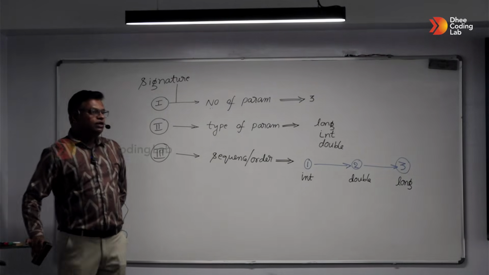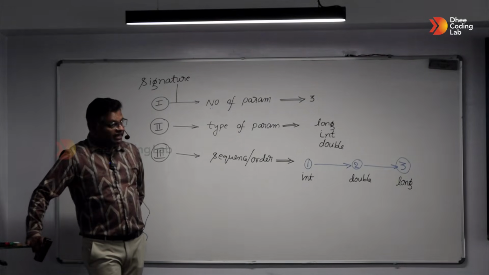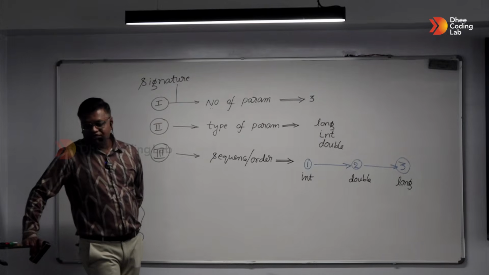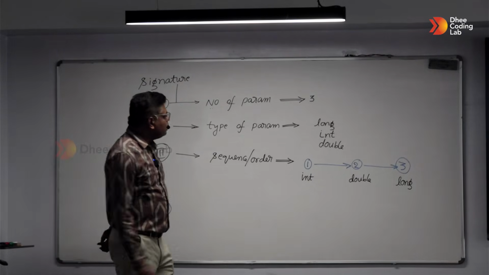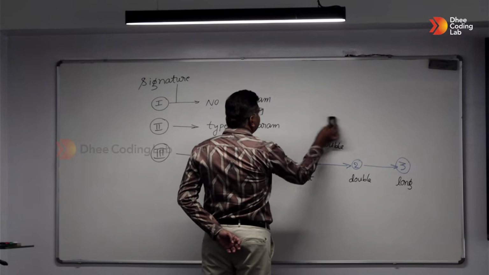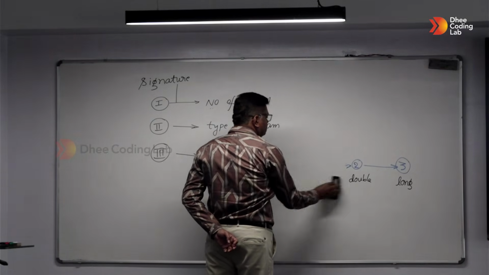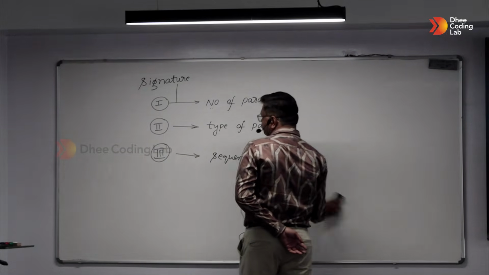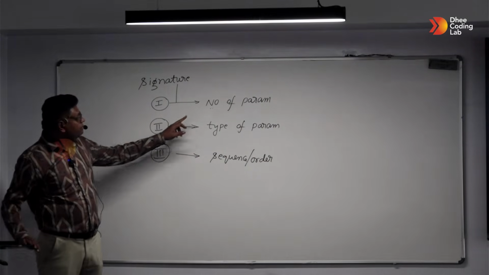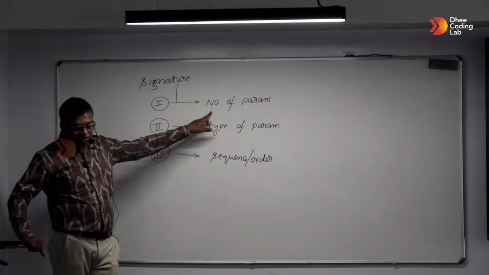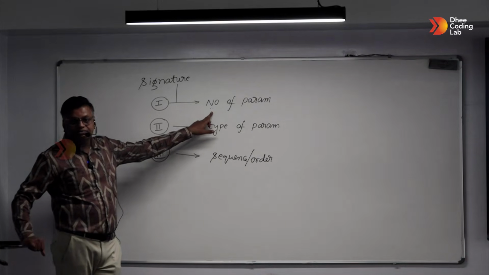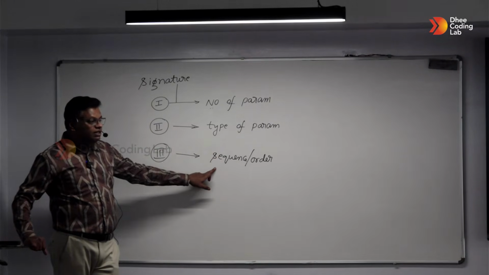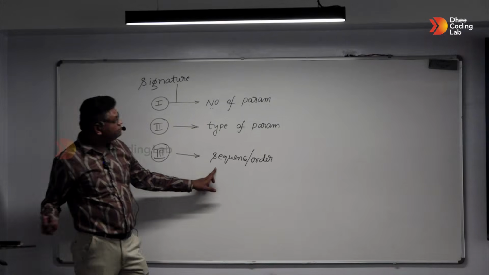Next. There are three criteria which define a signature. What is the first one out of that? And the order should be in the same way, guys. The priority should always be given in this way, okay? What's the first one? The number of parameters. Write it down. The first one is the number of parameters. The second one is the type of parameters. And the third one is the sequence or order of parameters.